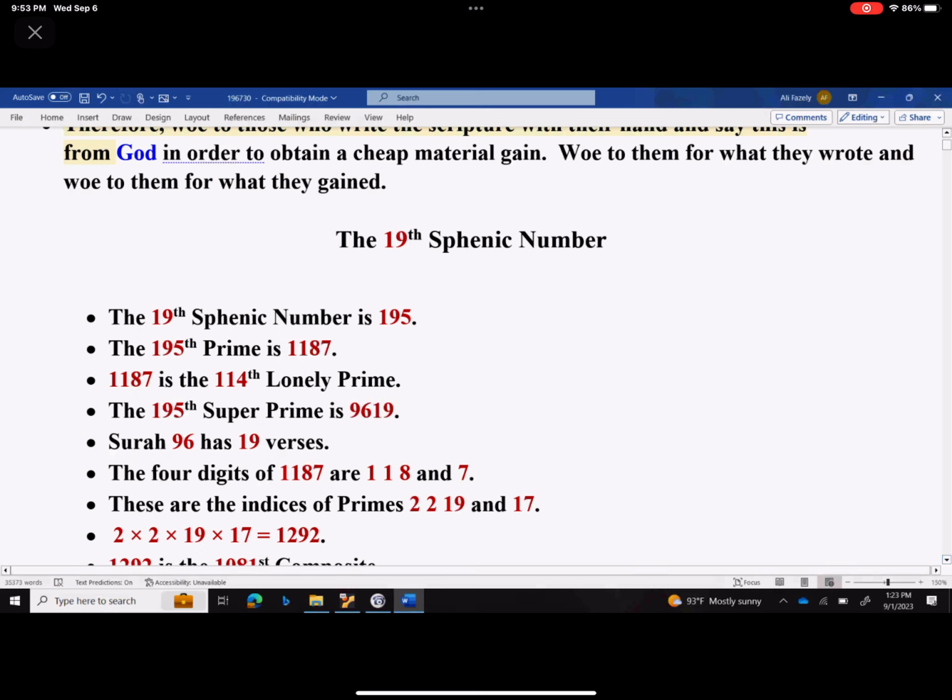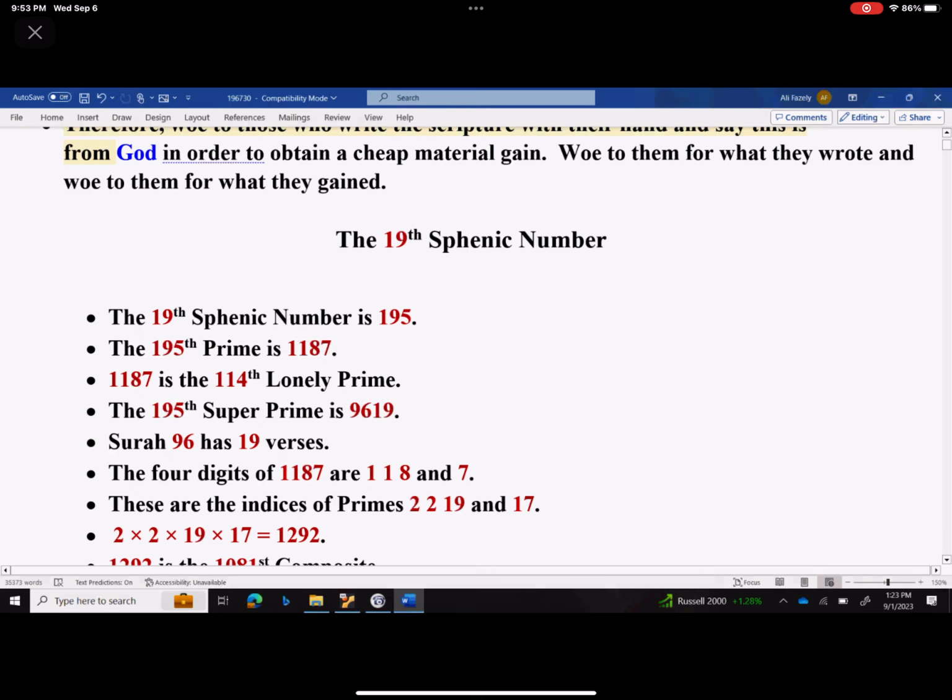Since 1187 is a prime number, it is also the index of 9619. So 9619 becomes a super prime. That means its index is also a prime. So the 195th super prime is 9619. Remember now, the first chapter that was revealed was 96, and it has 19 verses.